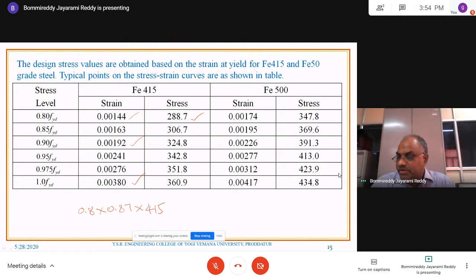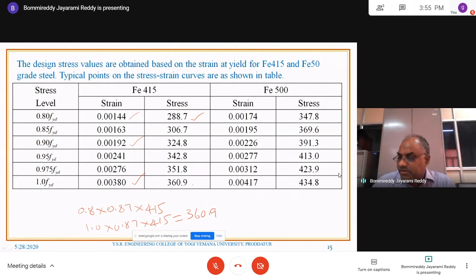So stress is not always equal to its maximum value. It always depends on the amount of strain that the bar undergoes. The amount of strain that the reinforcement undergoes determines the magnitude of the stress acting on it. Similarly, what is 1 times FYD? 1 multiplied by 0.87 multiplied by 415, which is nothing but 360.9 Newton per mm square.